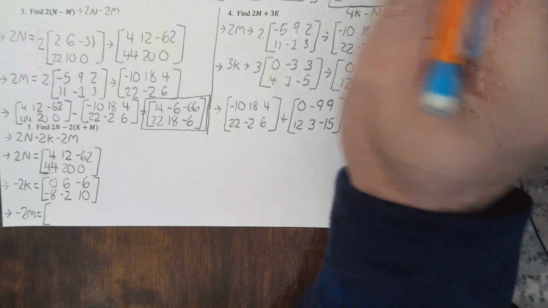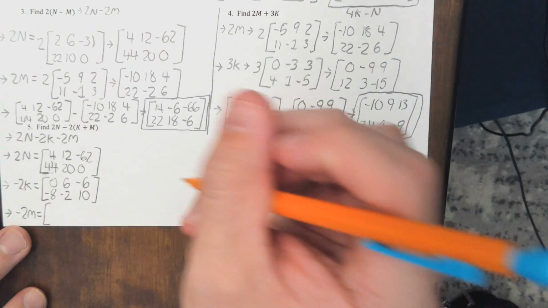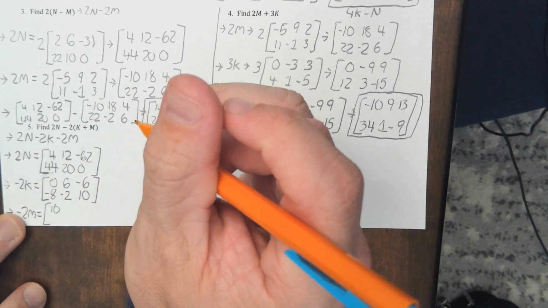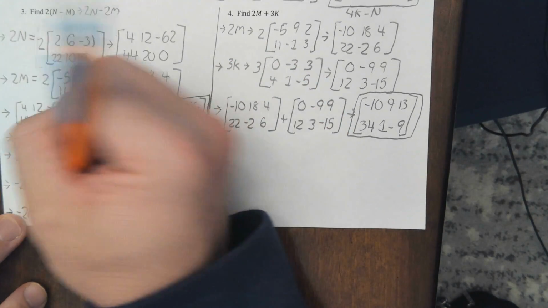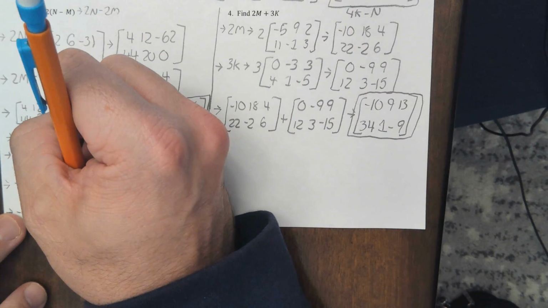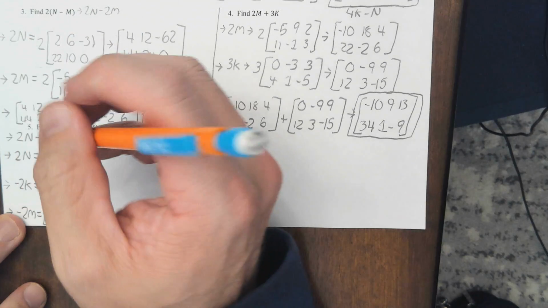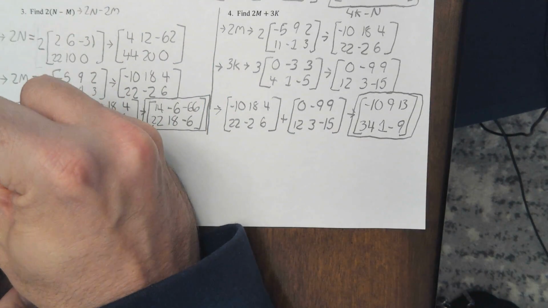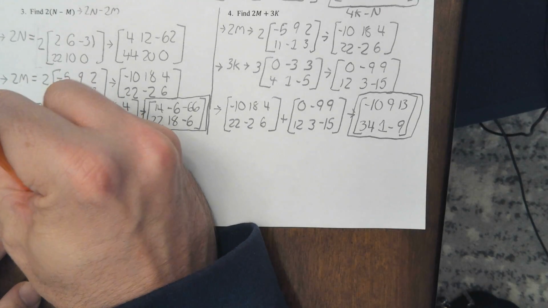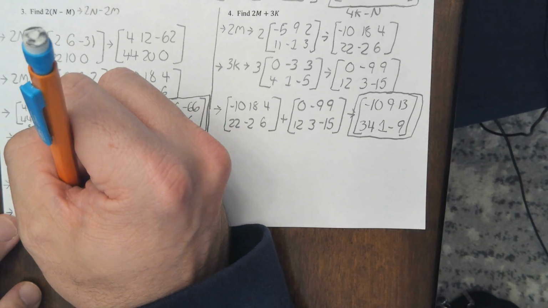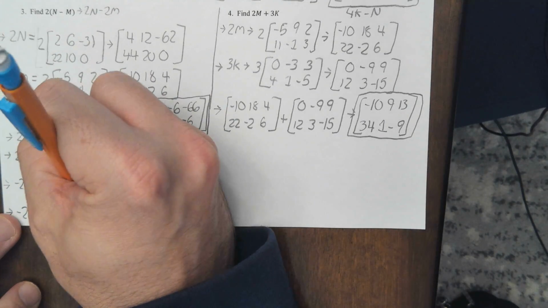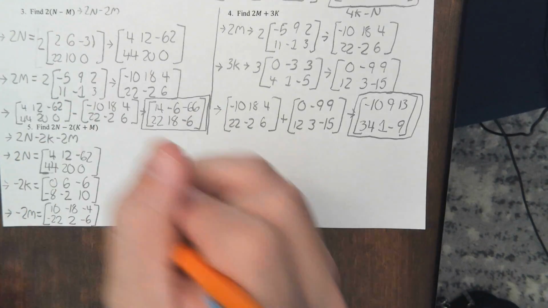So negative 2m, I'm taking all the elements in m and multiplying them by a negative 2. Negative 2 times negative 5 is a positive 10. Negative 2 times 9 is a negative 18. Negative 2 times a positive 2, negative 4. Negative 2 times 11, negative 22. Negative 2 times negative 1, positive 2. Negative 2 times 3, negative 6.